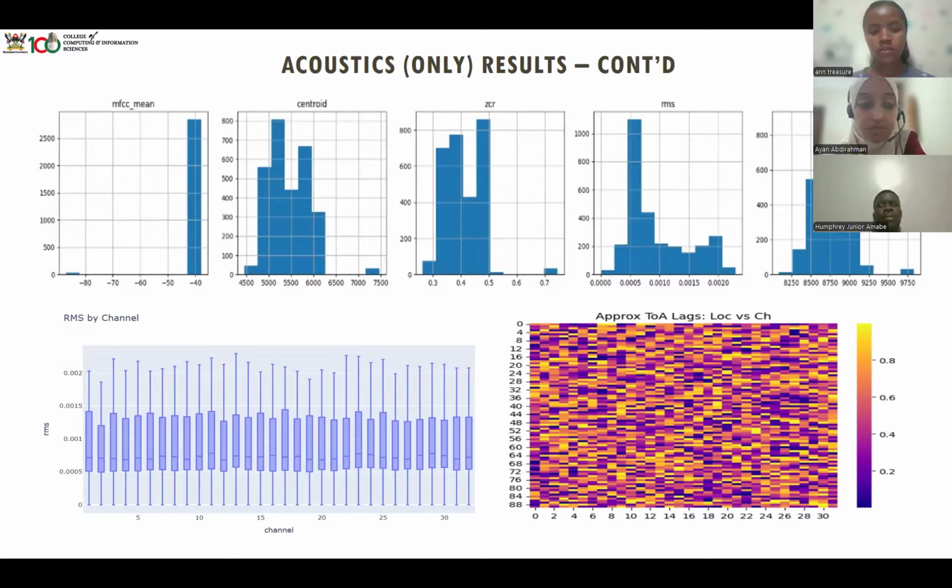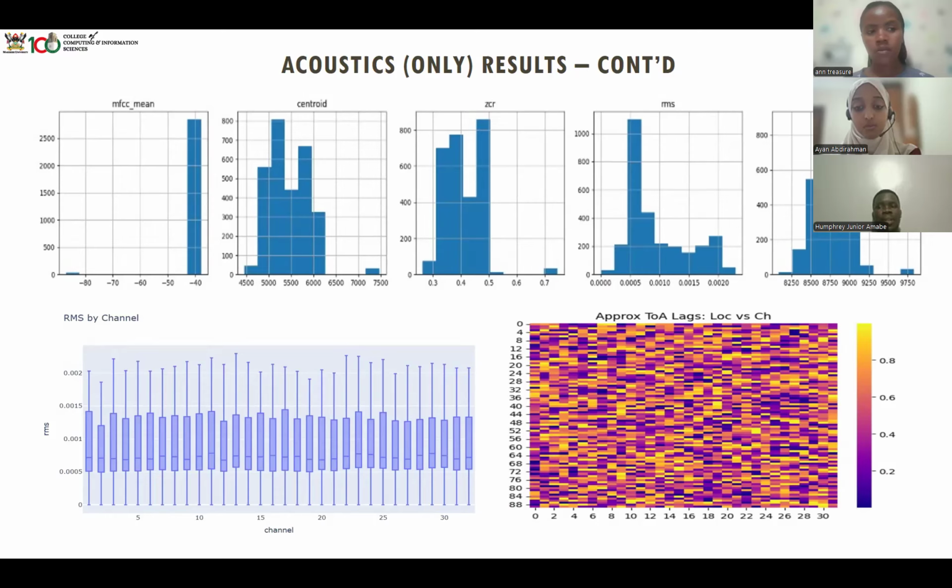At the bottom we have the RMS by channel. Now this is a box plot. This box plot shows the root mean square energy for each of the 32 channels across all the segments in the files. Every box represents a channel. The center line is the median root mean square, and then the box height shows the spread.